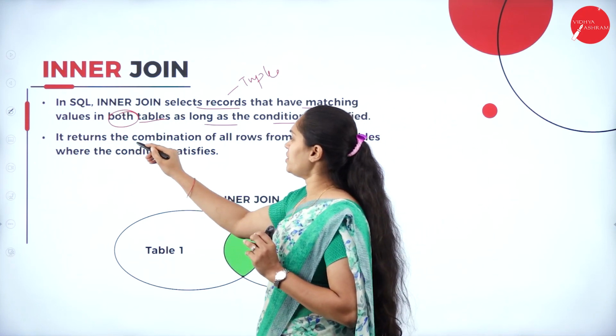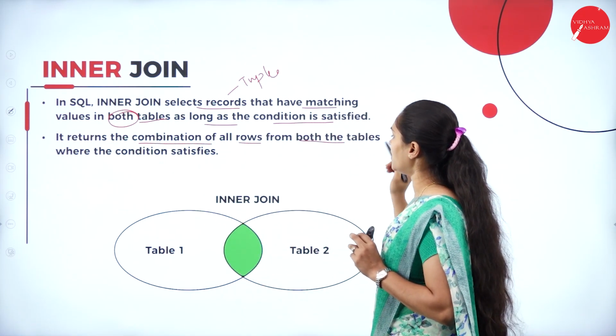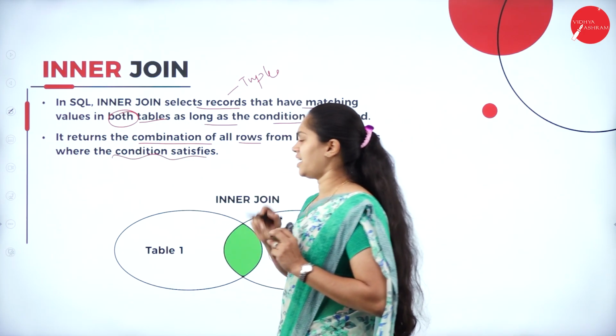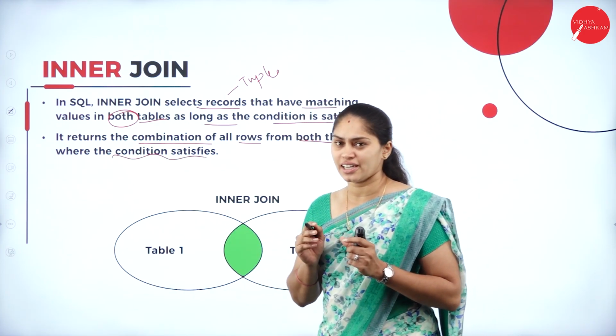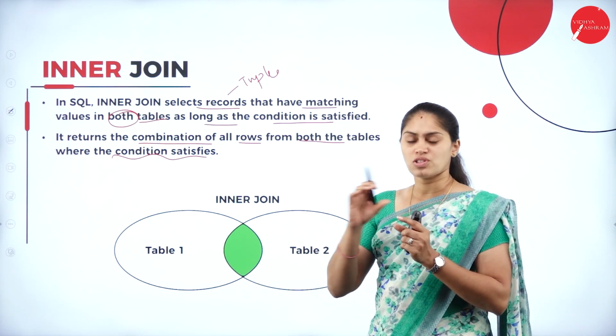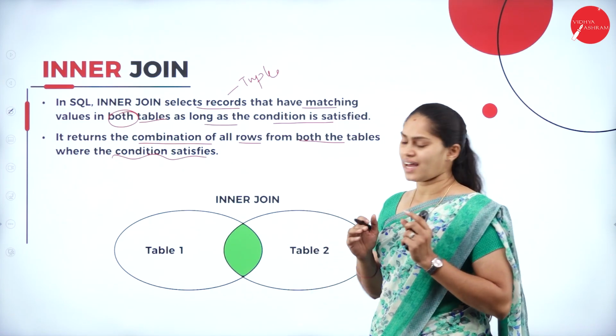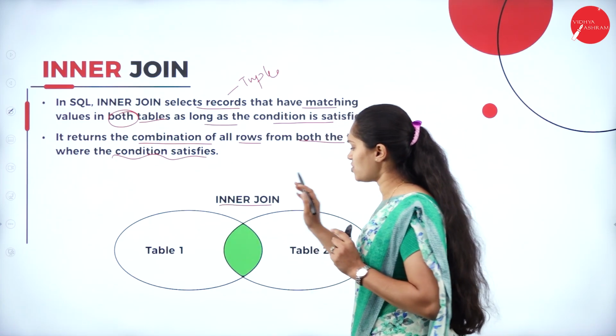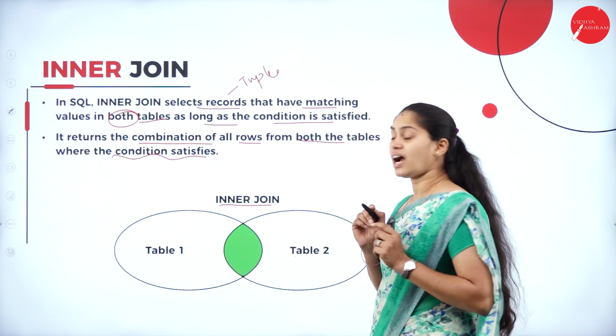So it is going to return the combination of all the rows from both of the tables where the condition is satisfied. Based on the condition, it will fetch the rows or tuples from table 1 as well as table 2. Understand, here we are using inner join. I have a table 1 and table 2.